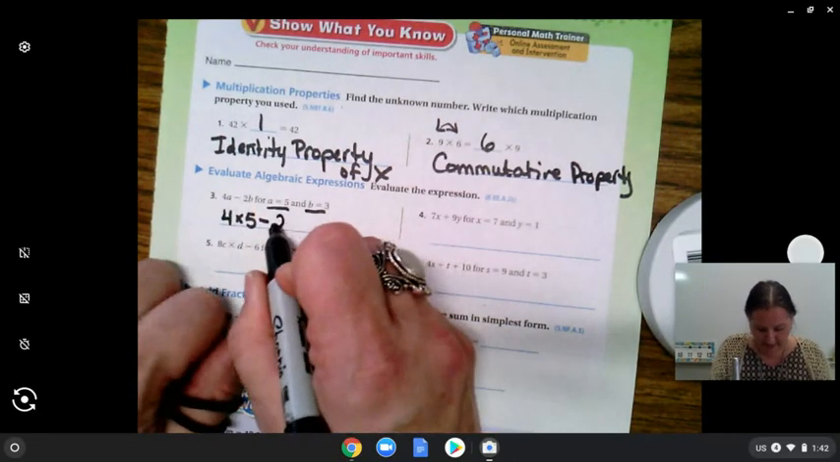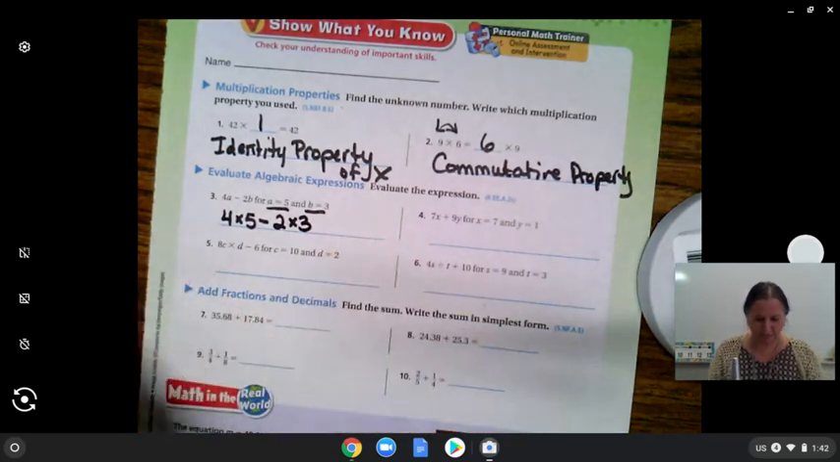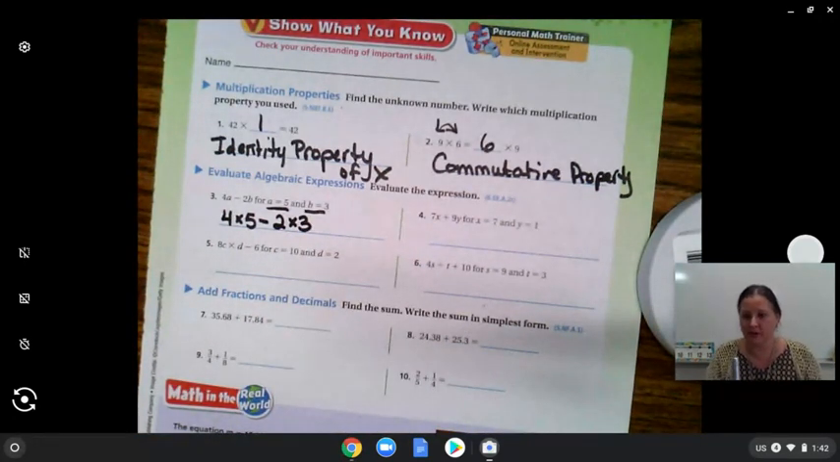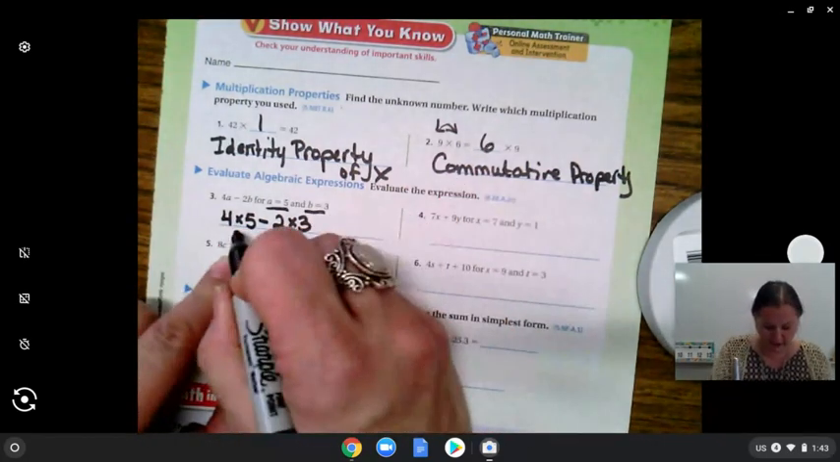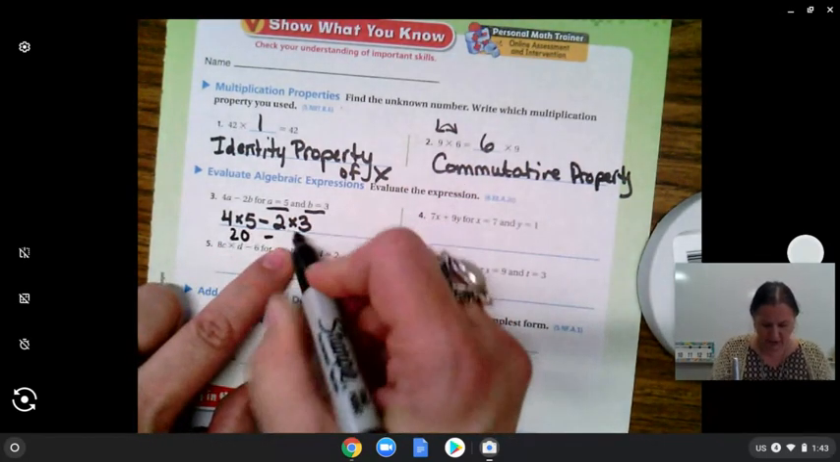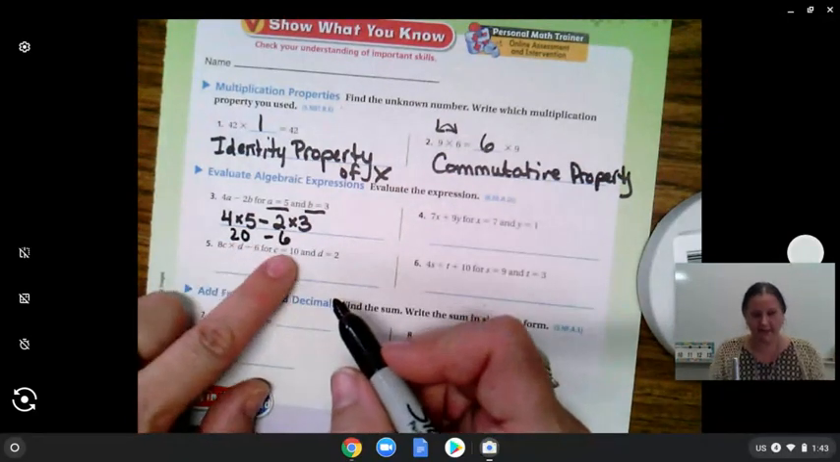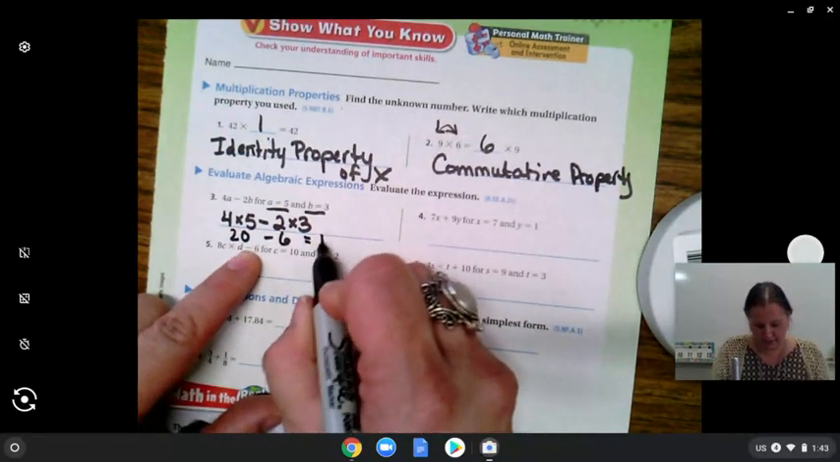So 2 times 3. Now remember, whenever you do math problems, you should always be using PEMDAS. The order of operations will tell you what to do first, second. So there isn't any parentheses, so no parentheses. There isn't any exponents, but there is some multiplying here. So we're going to do the multiplying first. So 4 times 5 is 20, and then 2 times 3 is 6. And then finally we can do the subtraction problem, and we will get 14.